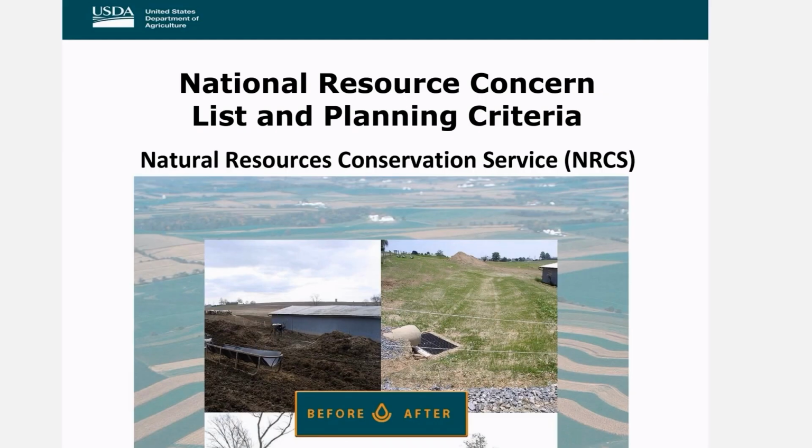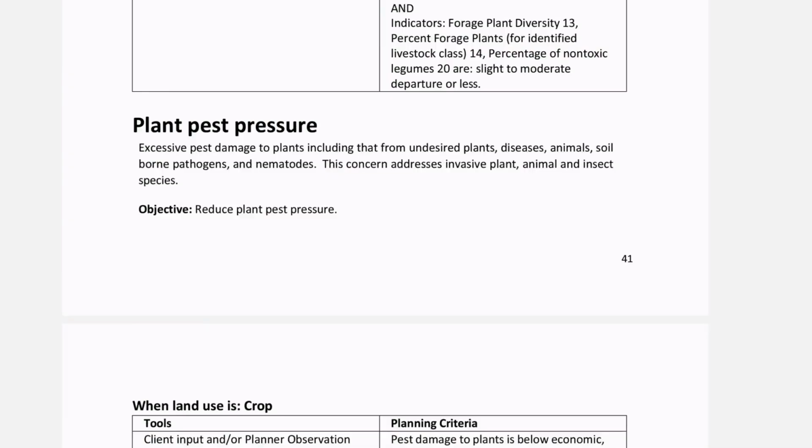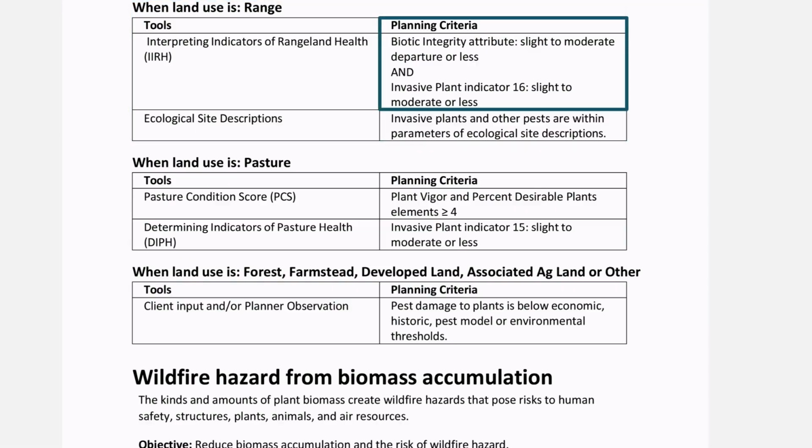Shown here is the National Resource Concern List and Planning Criteria document, found in Section 3 of the Field Office Technical Guide. Luke used this document to determine planning criteria for the Plant Pest Pressure Resource Concern. Under Plant Pest Pressure, when the land use is range, the planning criteria is if the biotic integrity attribute is slight to moderate departure or less, and invasive plant indicator 16 is slight to moderate or less, then it is not a resource concern.